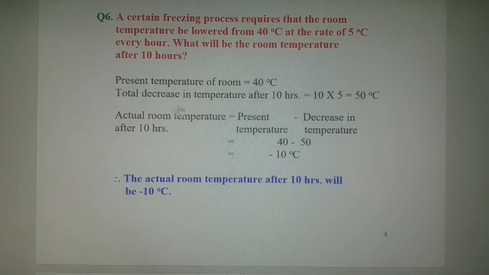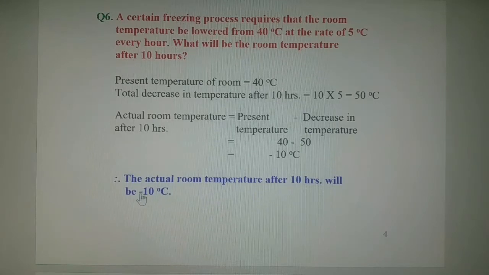So what will be the actual room temperature after 10 hours? The actual room temperature after 10 hours will be present temperature minus decrease in temperature. Present temperature is 40 degrees Celsius and it is being decreased by 50 degrees Celsius. So 40 minus 50, so the new temperature will be minus 10 degrees Celsius. So the actual room temperature after 10 hours will be minus 10 degrees Celsius.